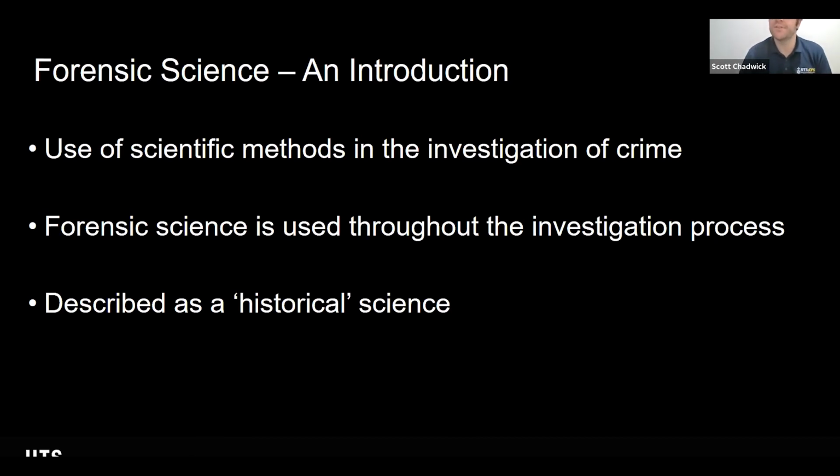Now, a really nice way for you to think about forensic science is as a historical science. If we think about things like archaeology and paleontology, they're using fossils and relics to try and understand what has happened hundreds or thousands of years ago. And forensic scientists are trying to do the same thing. We are collecting these traces or these pieces of evidence to try and understand what has happened, not hundreds or thousands of years ago, but mere days or hours ago. And we want to try and recreate what has happened through these forensic traces.